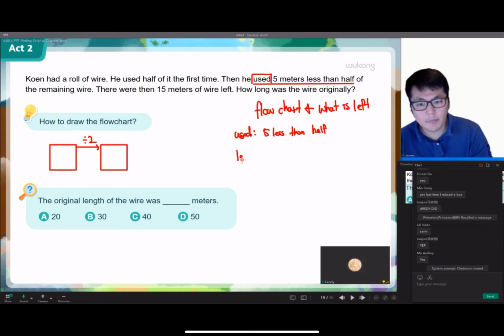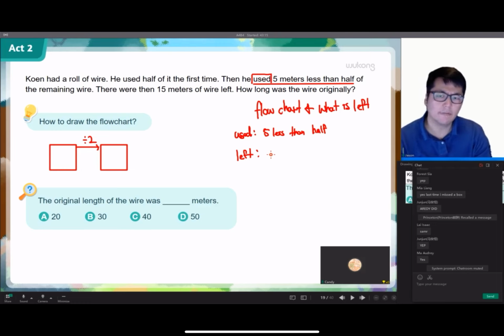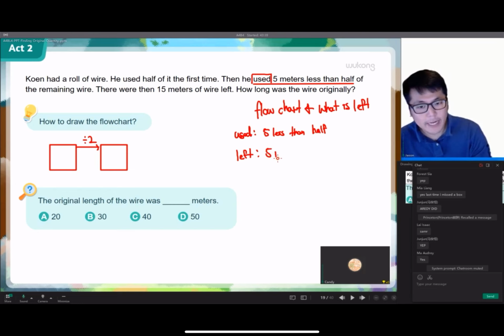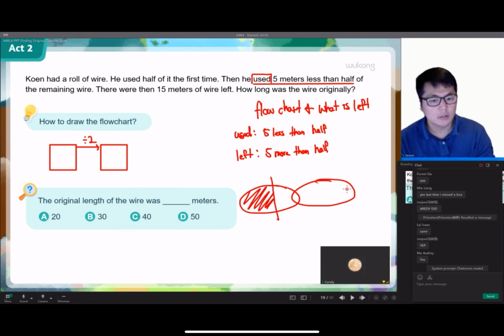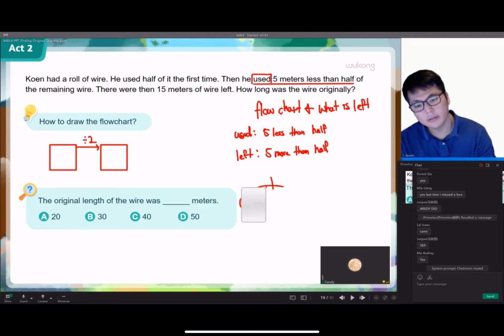No, I'm asking how much is left. How much is left will be 5 more than half. Do you understand? Yeah. So you had 2 pieces, okay? And if you use only this much, you have more than half left. That's what I mean. Okay?